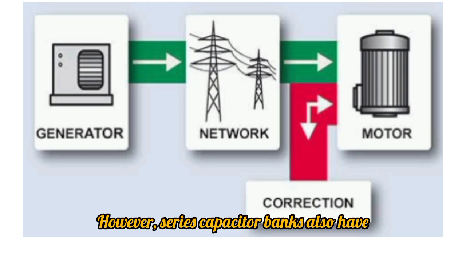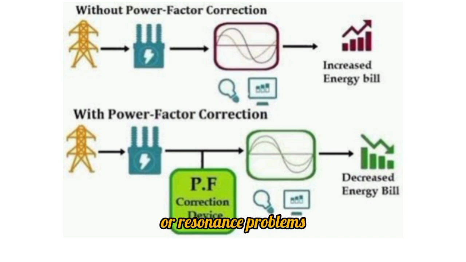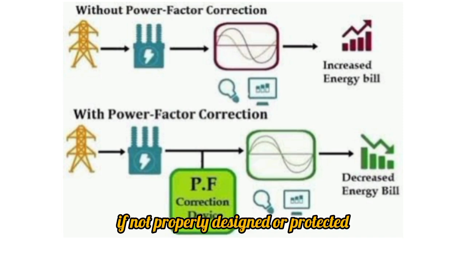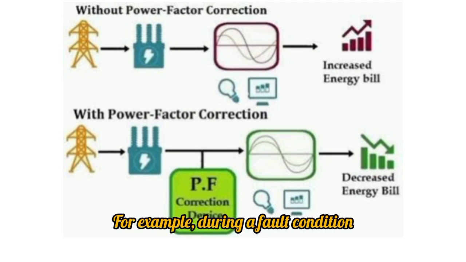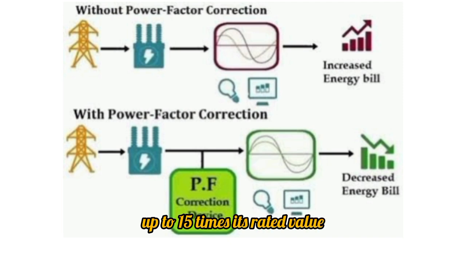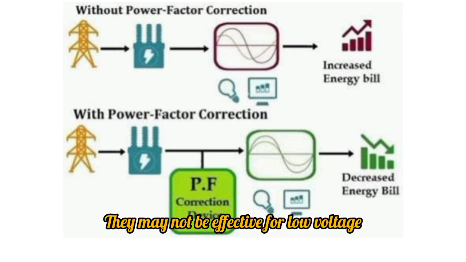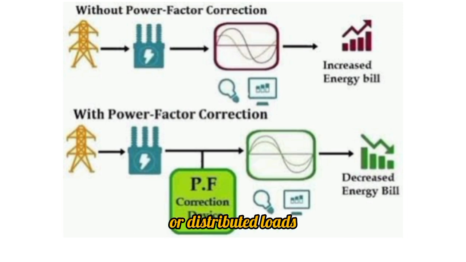Series capacitor banks also have some disadvantages or limitations, such as they may cause overvoltage or resonance problems if not properly designed or protected. For example, during a fault condition, the voltage across the capacitor may rise up to 15 times its rated value, which can damage the capacitor or other equipment in the system. They may introduce harmonics or distortions into the system if not properly filtered or compensated. They may not be effective for low voltage or distributed loads.